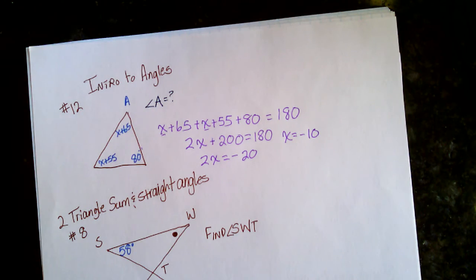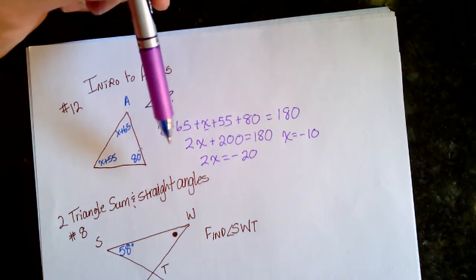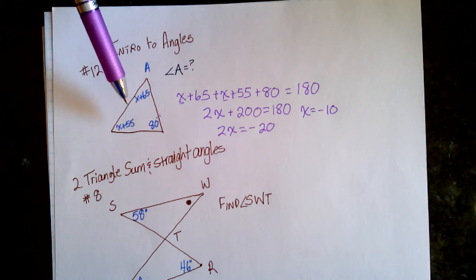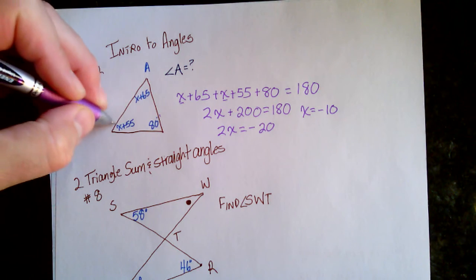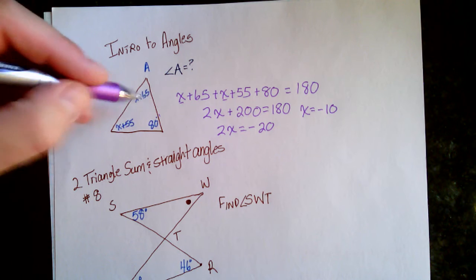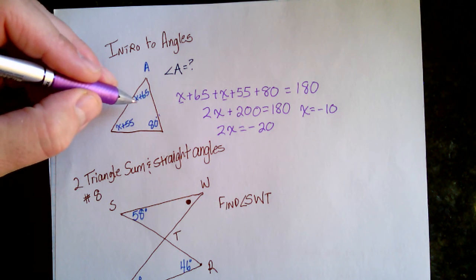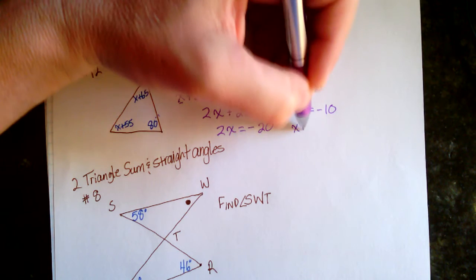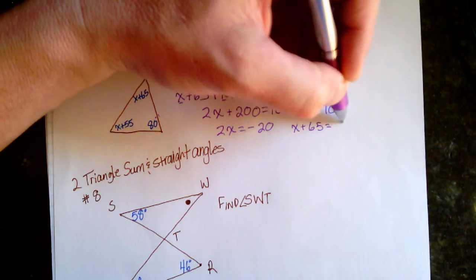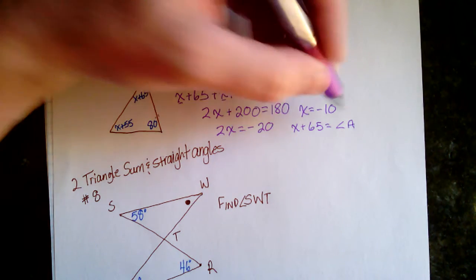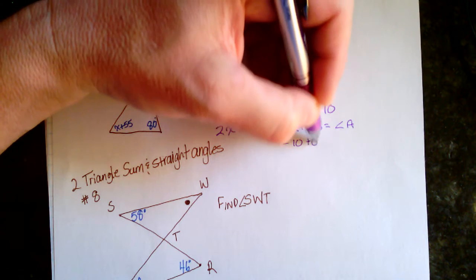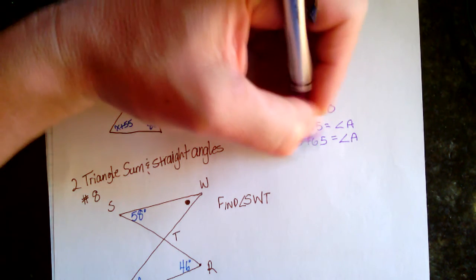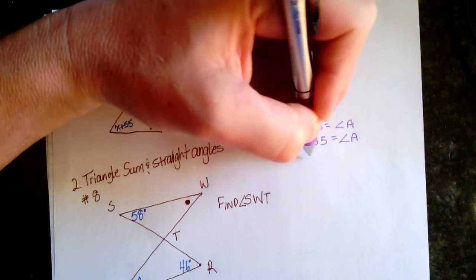The big question that came up was, well, how can you have a negative number if the angle is positive? Remember, x is a placeholder, it's a variable. So the angle needs to be positive when I'm all done. So if angle A is x plus 65, so x plus 65 is equal to angle A, I substitute the negative 10 in there. It still gives me a positive value of 55 degrees.